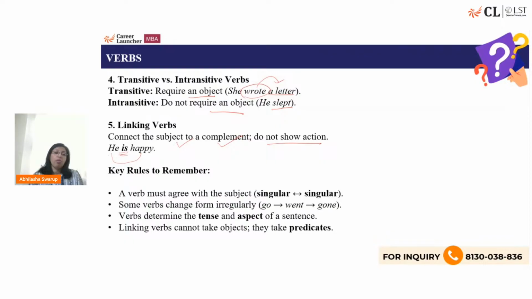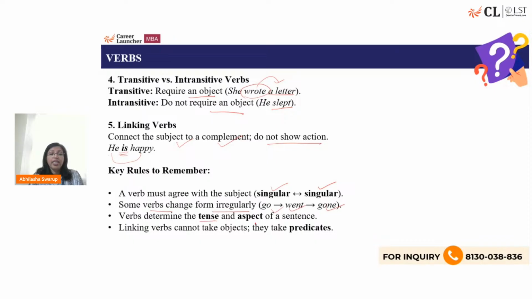Some things that you must remember: a verb must change with the subject. If the subject is singular, the verb is singular. If the subject is plural, the verb is plural. Some verbs change form in different tenses irregularly. So, you need to know, for example, go, went, and gone.